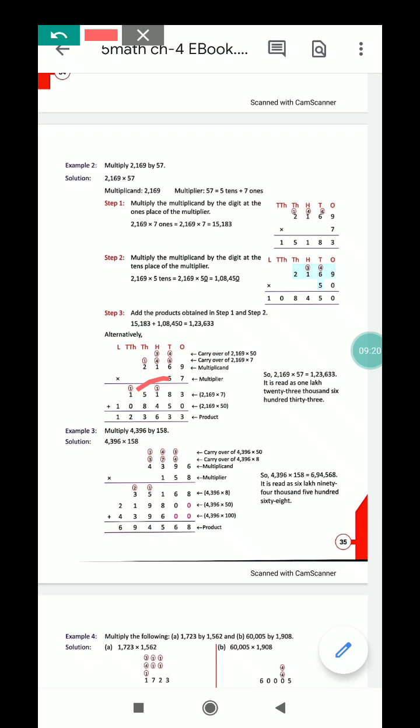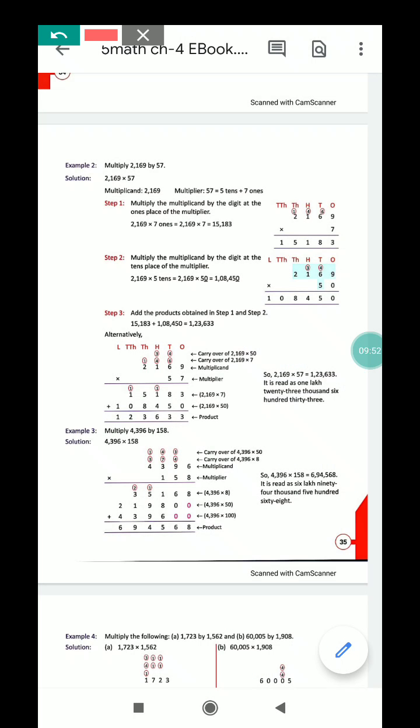54. 5 nines are 45, 45. We have written 1 0 over here, and 5 threes are 15, we have written 5. Why have we written 0 over here? Because 50 is there, or we may write a cross over here. We may write a cross also. So 5 nines are 45, 5.